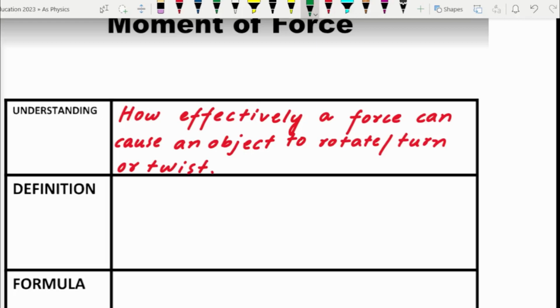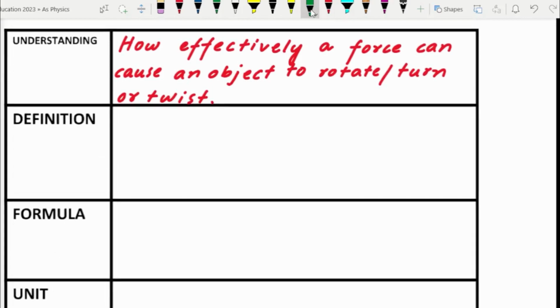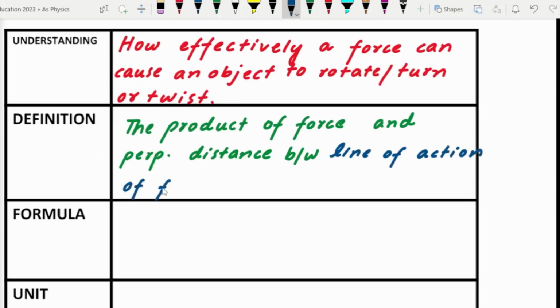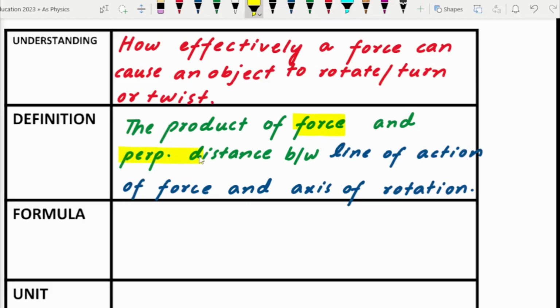Now, for the exact definition, they ask you a question for 1 mark, sometimes for 2 marks as well, that is, define moment of force. So in that case you don't write this definition. What you write is the same one you would have studied in O levels. It is a product of two things. Keep in mind that moment of force is a mathematical definition, and it is the product of two things, force and the perpendicular distance.